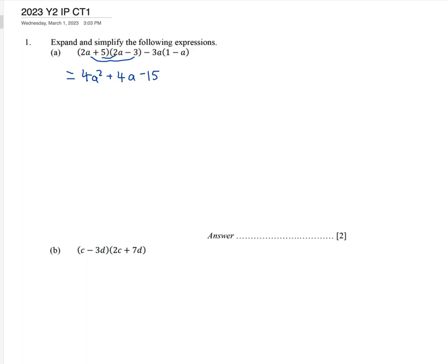And then in the second part, the distributive law, minus 3a times 1 is minus 3a. Minus times minus is plus. 3a times a is 3a squared. Then we collect the like terms. 4a squared plus 3a squared gives 7a squared. And 4a minus 3a is plus a. And finally, we have a negative 15.